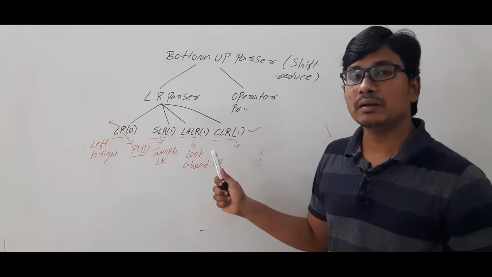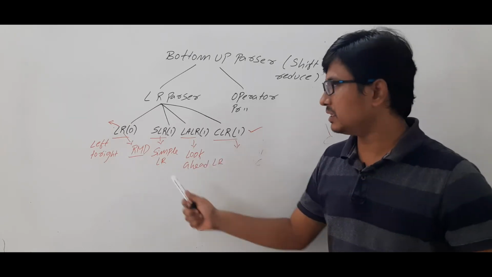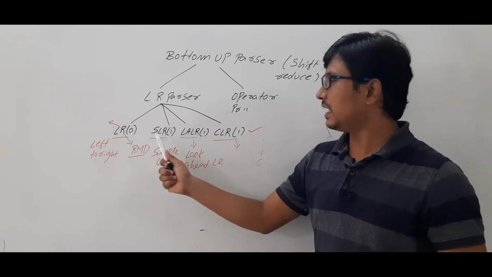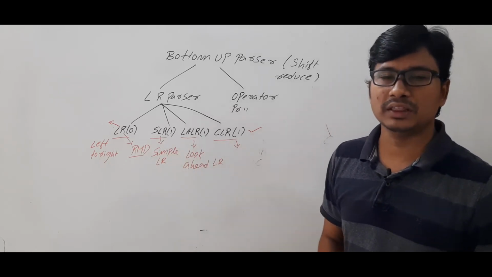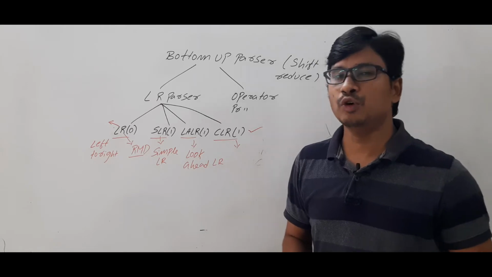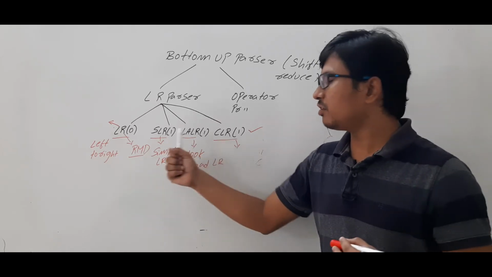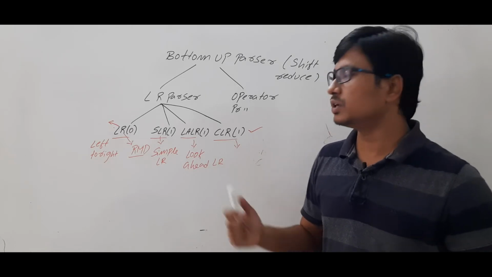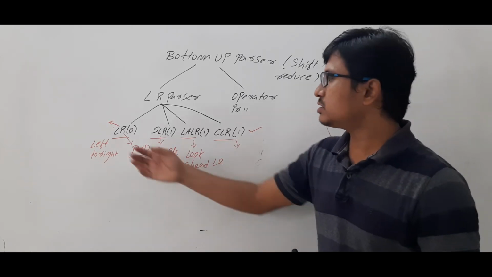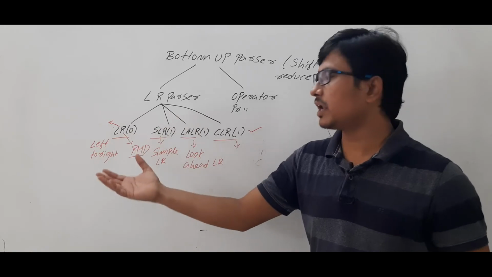By this time you would have understood what is more powerful. CLR can parse more grammars as compared to LR0, as compared to SLR1, as compared to LALR1. That is the meaning of the word more powerful. Not that if all of them fight each other, CLR will win. That competition we are not doing.